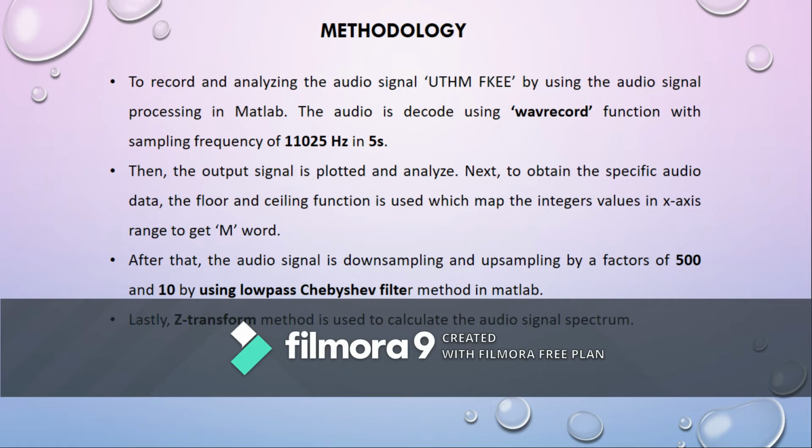Next, the signal will obtain the specific audio data, and the floor and ceiling functions are used to map the integer values on the x-axis and get the word M. After that, the audio will be downsampled and upsampled by a factor of 510 by using the low pass Chebyshev filter method in MATLAB. Lastly, the Z transform method is used to calculate the audio signal spectrum.